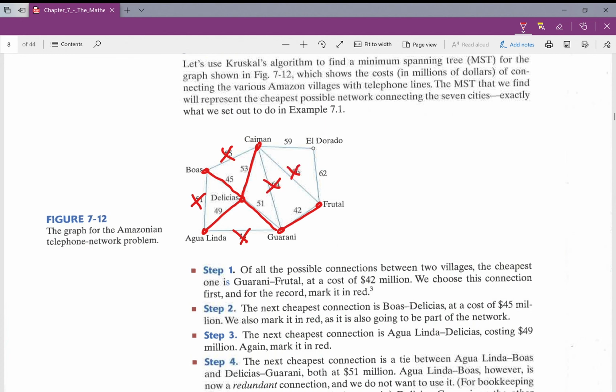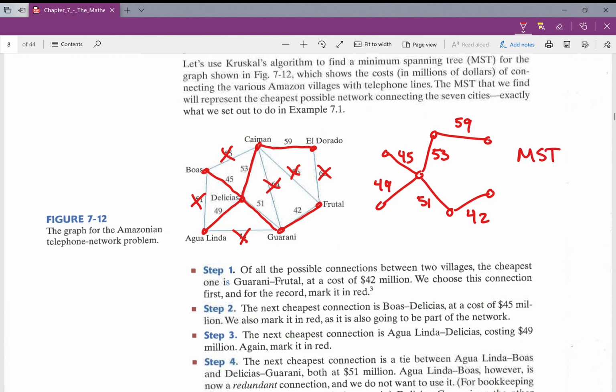And what's left is these two edges, and I need to connect El Dorado. 59 is the cheaper edge. I don't need 62, that would create a circuit. So if we take this graph that I drew, this is our minimum spanning tree for the graph we started with here.